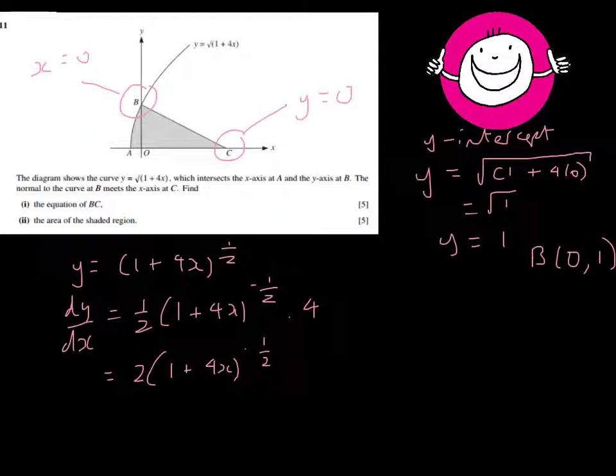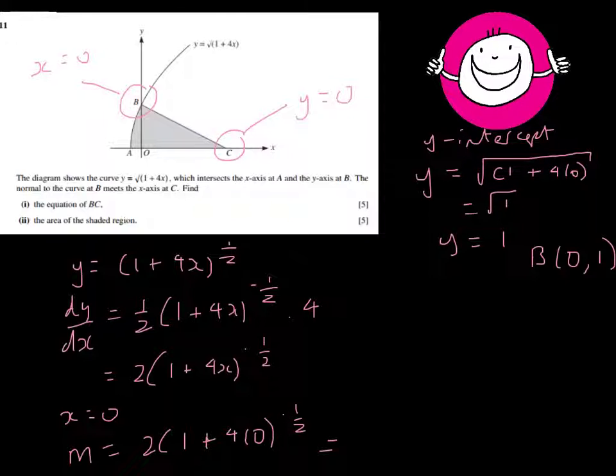I know what x is at that point. x is 0, so to get the gradient at that point, I substitute in x is 0. So 1 plus 4 times 0, all to the power of negative a half. When I go through and substitute that, I get 1 to the power of negative a half, which is still just 1, times 2. So the gradient at that point is 2 for the curve. We want the normal, which is perpendicular. So the gradient that we're going to use is actually going to be negative a half.